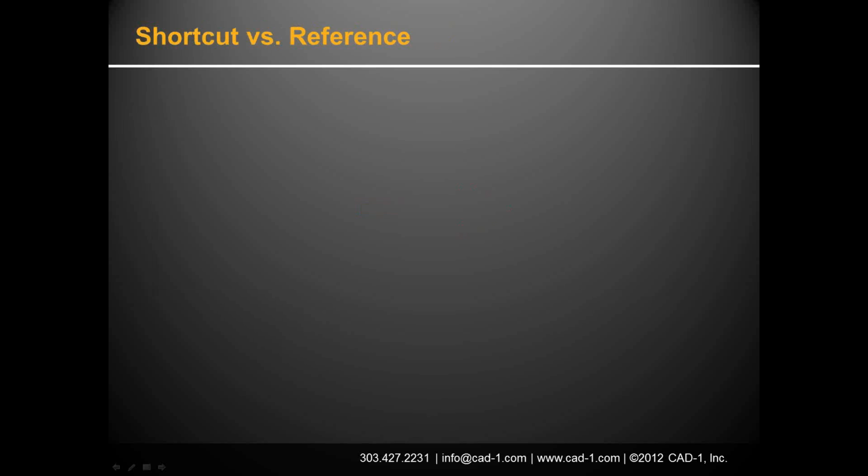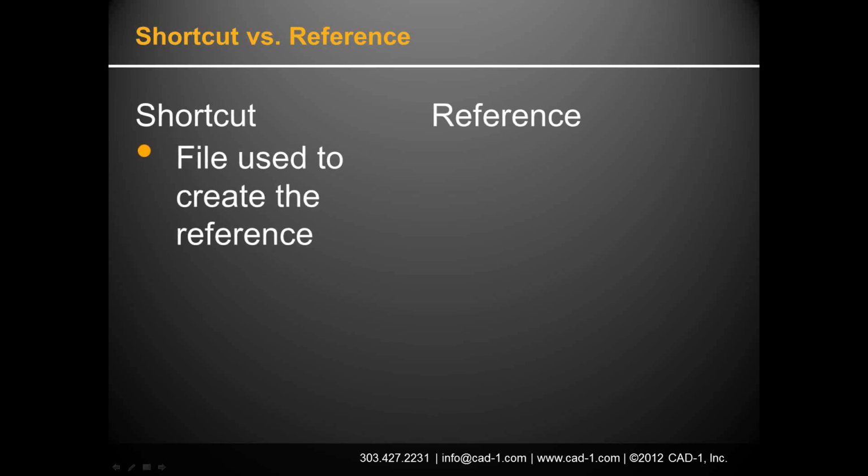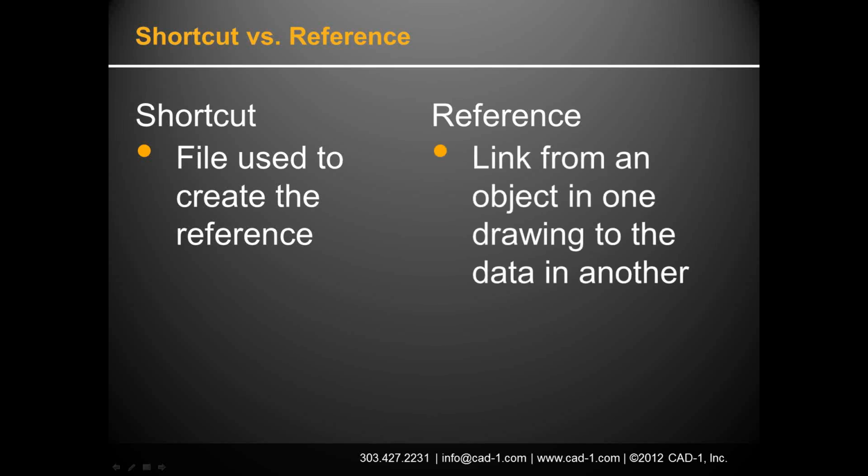Now, a lot of people kind of get a little bit confused between a data shortcut and a data reference. So what's the difference? So we have shortcuts and we have references. So what is a data shortcut? Well, a data shortcut is actually a file that sits on your network somewhere. The data shortcut is used to create the reference. And the reference is basically that link from the data from one object into an object in a different drawing. So that's the difference. The shortcut is being used to create the reference.